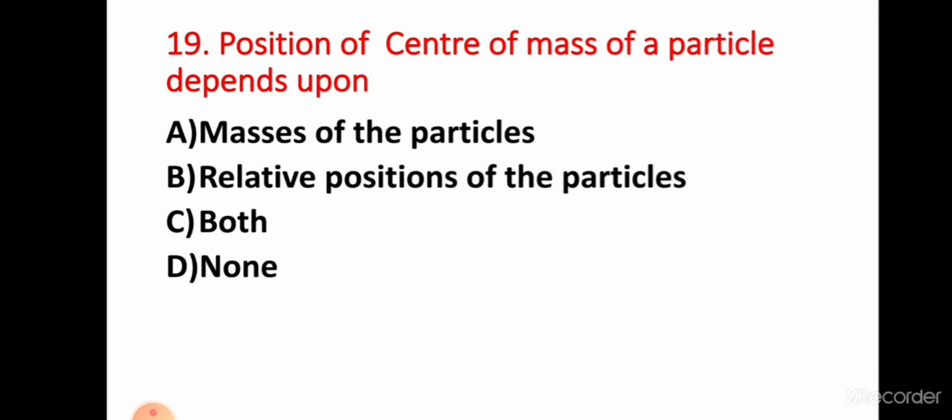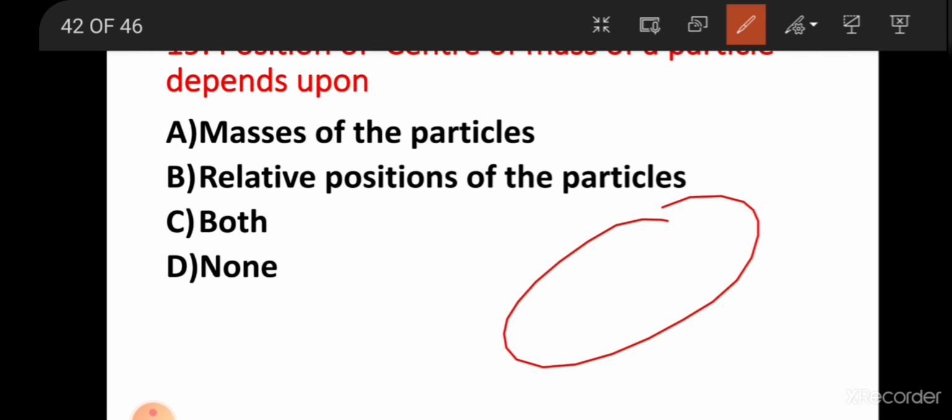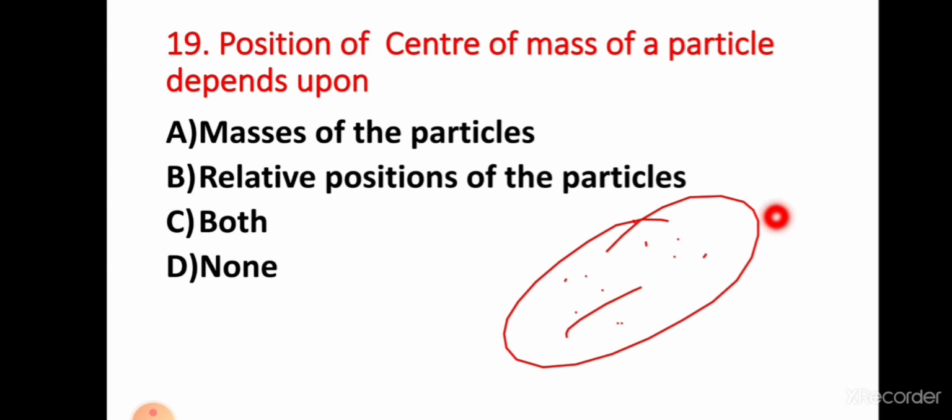Question number 19. The position of center of mass of a particle is? Center of mass is the point where the mass of the whole system is supposed to be concentrated. So it must depend on the mass of the particles and their position, how far they are from the axis. So the right answer for question number 19 is both A and B.